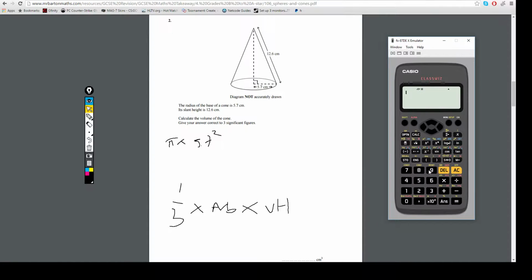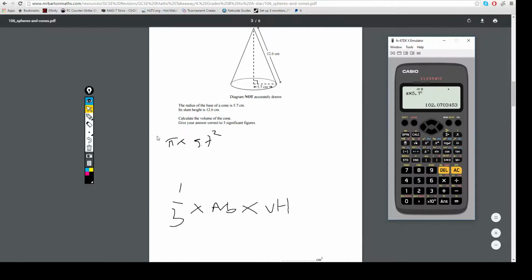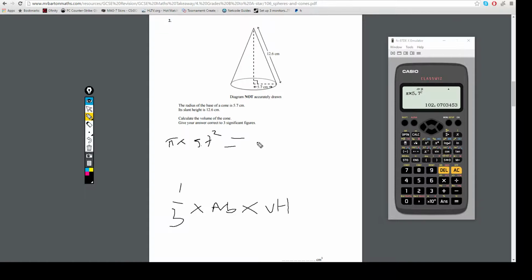We're going to do that. So pi times 5.7 squared, and that is going to give us 102, which is our area. Is that right? Yeah, that's right. So that's going to give us 102.1, but it's obviously three significant figures, but we'll sort that out in a minute.